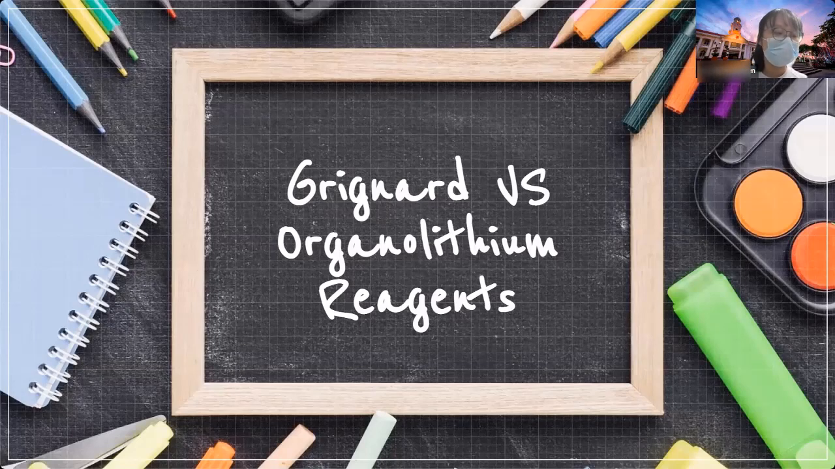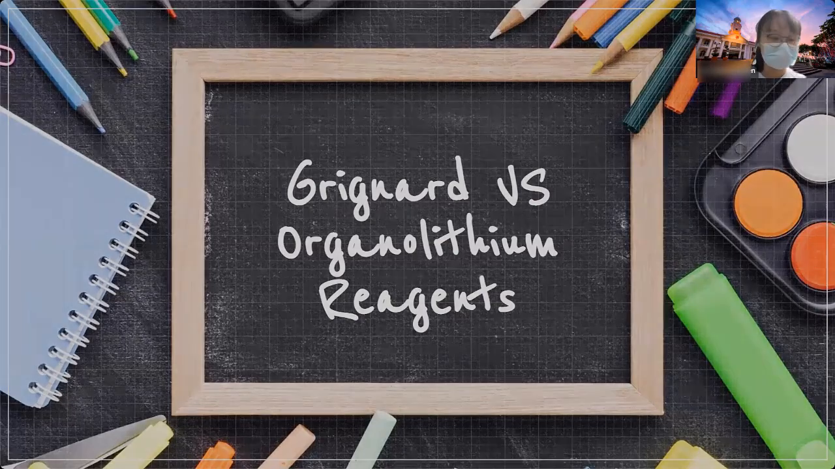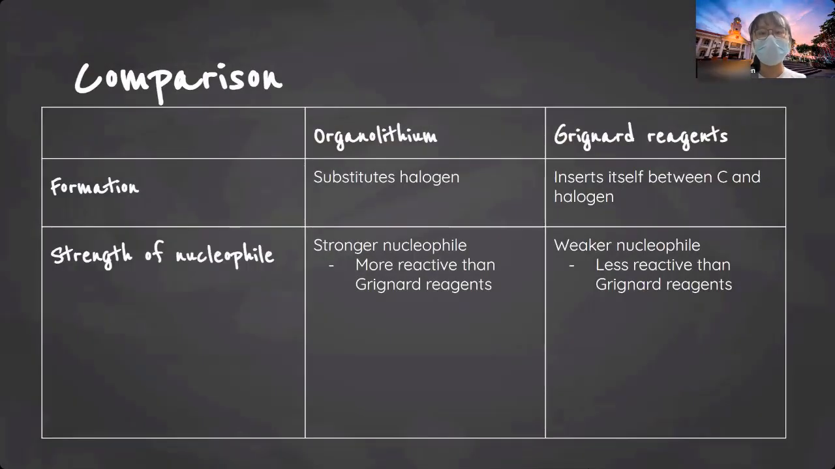Okay, so next I'll be doing a summary of Grignard versus organolithium reagents. The first difference between organolithium reagents and Grignard reagents is the formation. Organolithium reagents form by substituting the halogen, whereas Grignard reagents form by inserting itself between the carbon and halogen. Secondly, there's a difference between the strength of organolithium reagents and Grignard reagents. Organolithium reagents are a much stronger nucleophile than Grignard reagents. As such, organolithium reagents are more reactive than Grignard reagents.